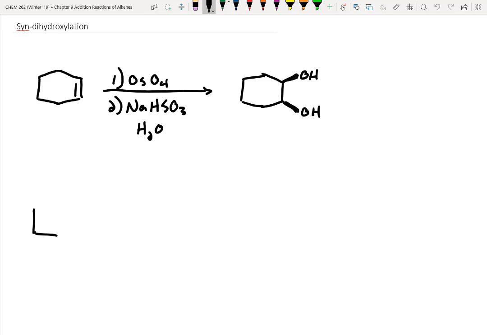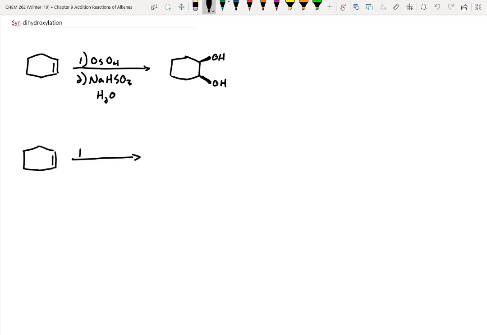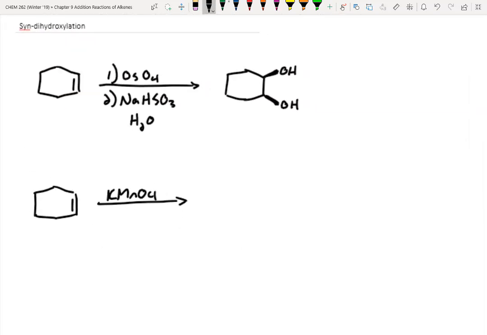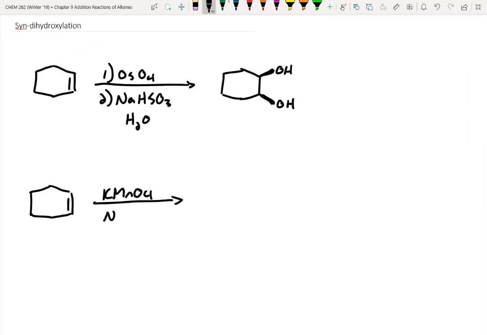Second one is a bit more common. However, it has its own unique set of problems. Oh my goodness. This is KMnO4. This is potassium permanganate. Ugh. I'm going to have to take my laptop in.